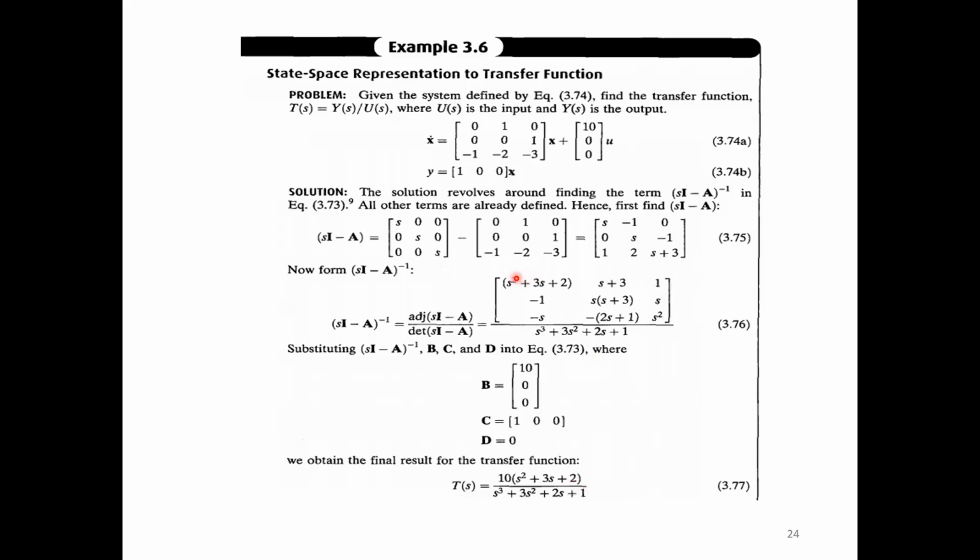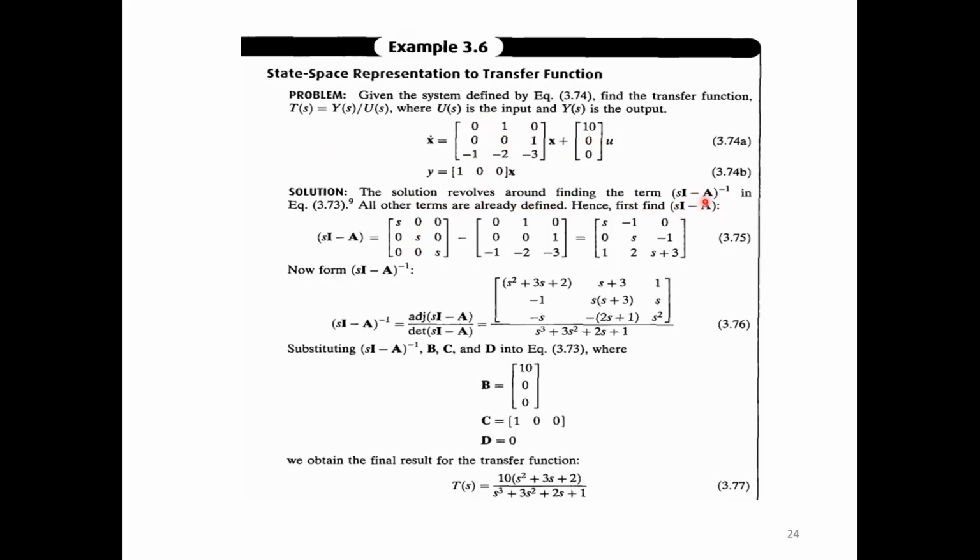Now take a look at the state space representation to the transfer function. Given the system defined in equation 3.74, find the transfer function T(s) is equal to Y(s) by U(s), where U(s) is the input and Y(s) is the output. So this is your system, and from this one you have to find the transfer function. The solution revolves around finding the term (sI minus A) inverse. Here A is this one, this is A, this is B, this is C.